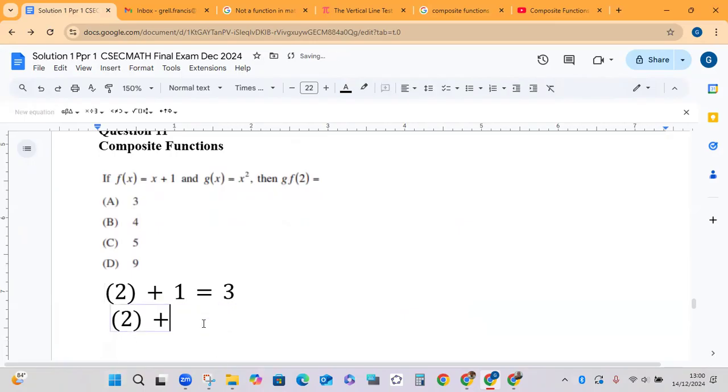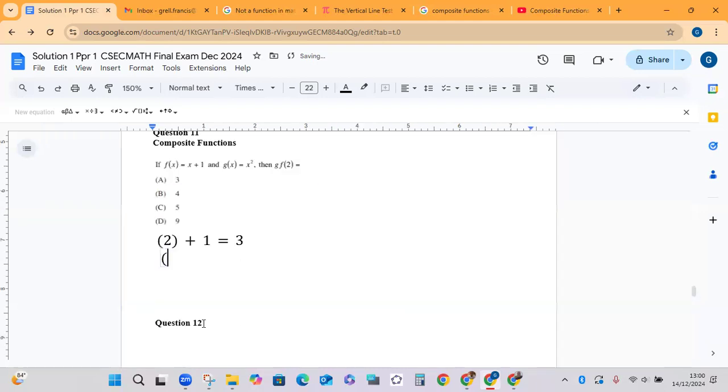In the place of x, we put a bracket. Here it is, x squared, bracket squared. And what are we going to substitute? 3. 3 squared is equal to 9. So the final answer is D. That's one way of doing it.